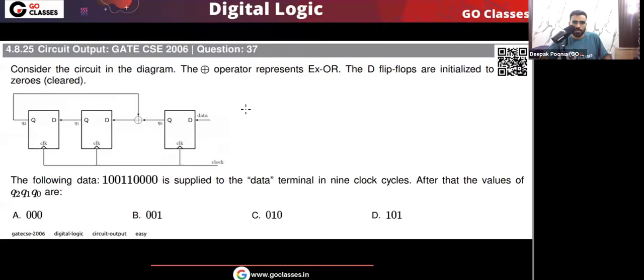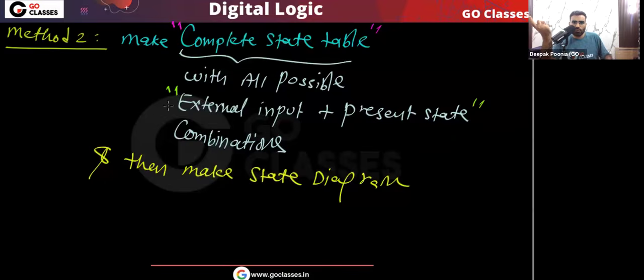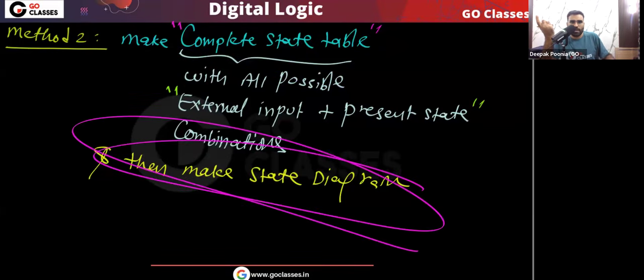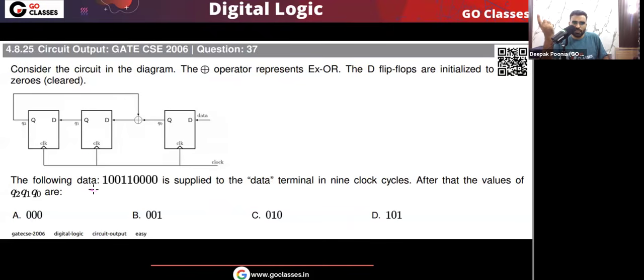When we draw the complete state table, we don't care about what this data sequence is. At this data input, whatever sequence we are applying, just forget about it. This we will see when we draw the state diagram. Notice, first we will draw the state table, then we will draw the state diagram. Once we have the state diagram, then we will consider this sequence that we are applying at the data terminal. So let's solve this.